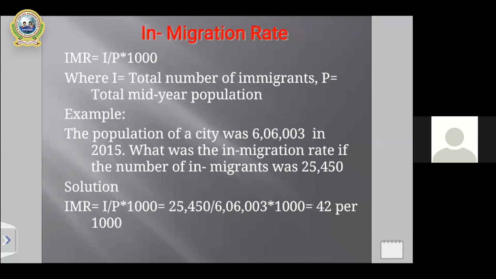And my dear students, we can also take another example. Suppose in the same example, the population of a city was 6,000 in 2010. Now, what was the in-migration rate if the number of in-migrants was 20,000? Now, by using the formula, we can easily calculate the IMR. That means in-migration rate, the first measurement of migration rate.